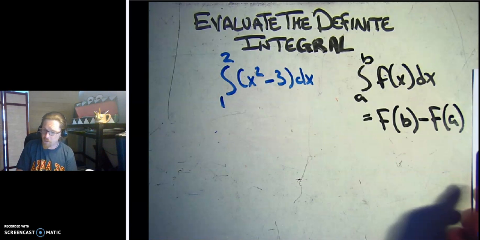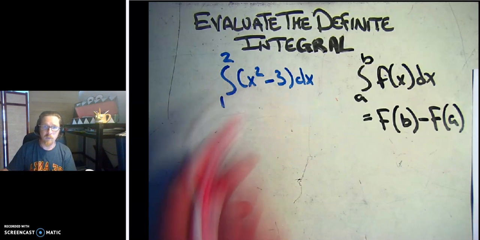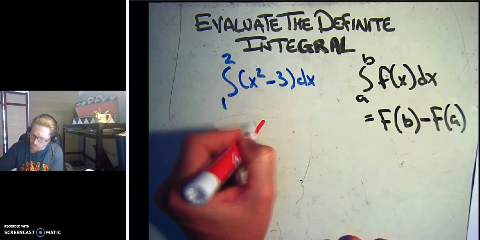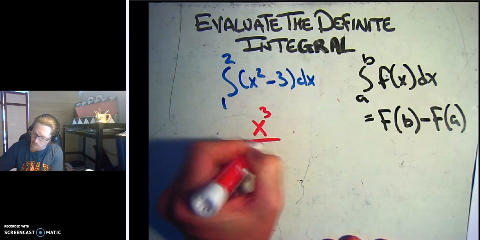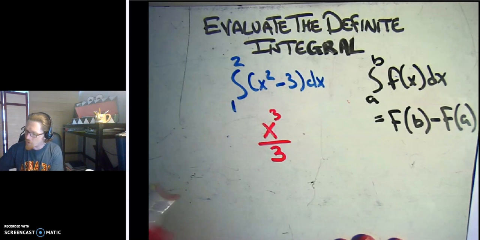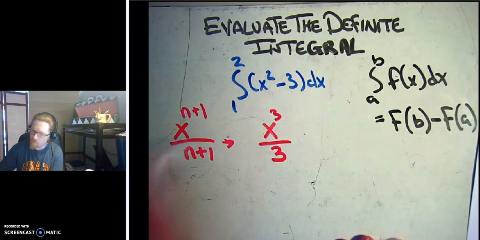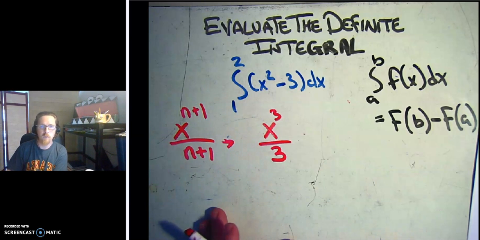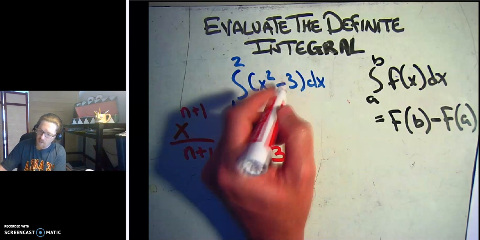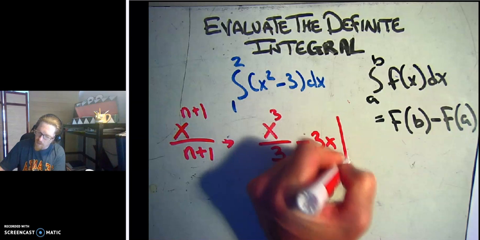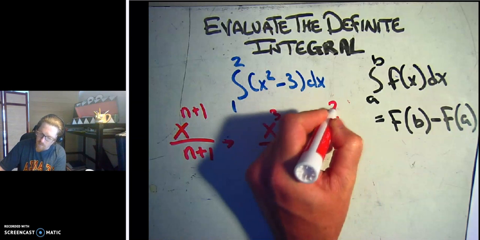So the first thing we need to do is integrate x squared minus 3. The integral of x squared, that's a power rule. That's going to give us x cubed over 3. Remember our power rule, the integral of x to the n is x to the n plus 1 over n plus 1. So that's how we're going to get x cubed over 3 minus, and then the integral of 3 will be 3x. And we're going to evaluate this from 1 to 2.